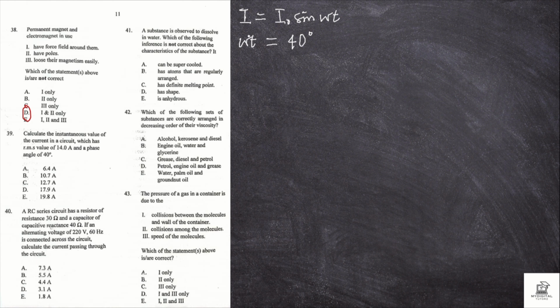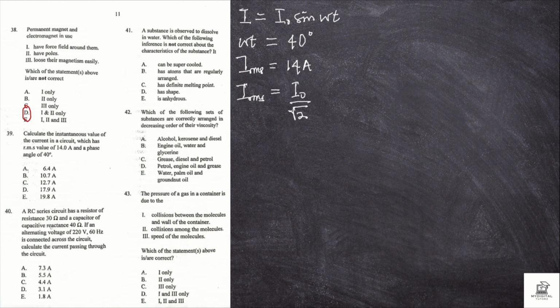But what we are given is the root mean square value of the current, which is given to be 14 amp. So we need the peak value current in order to get the instantaneous current. So therefore we think about the relationship between root mean square and the peak value current. So we have that the root mean square is equal to the peak value over root 2.